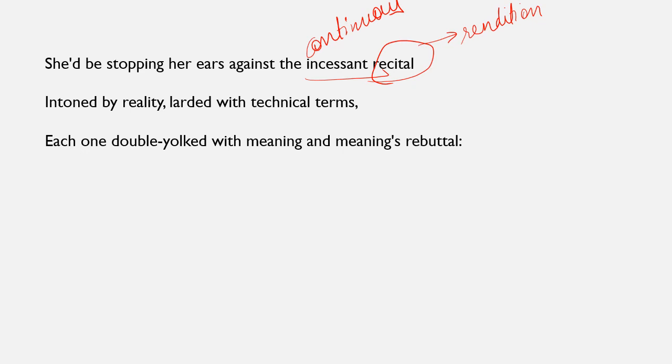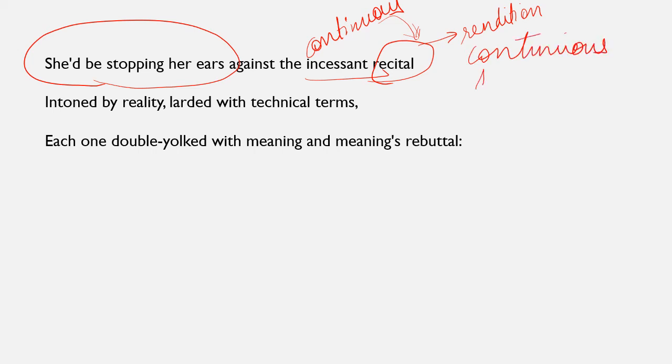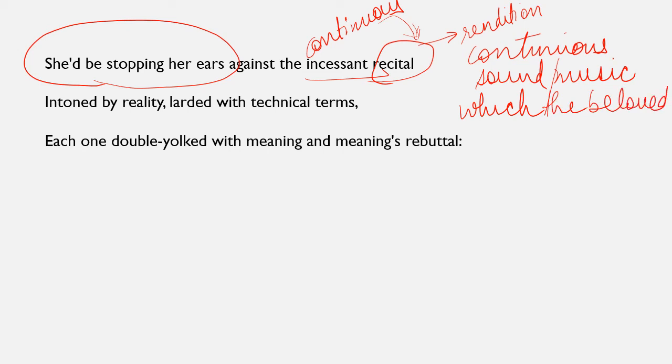हिंदी में अगर हम इसे कहें तो जैसे कि कोई अपना गाना या फिर अपनी परफॉर्मेंस कर रहा होता है, तो ऐसे लगता है कि कॉन्टिन्यूअसली एक म्यूजिक उसके दिमाग में चल रहा है जो कि उसकी बिलवेड भी सुनेगी. There is a continuous sound or music which the beloved would be listening to.